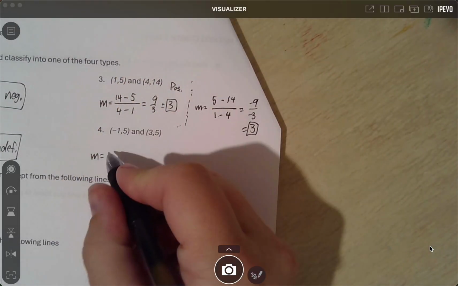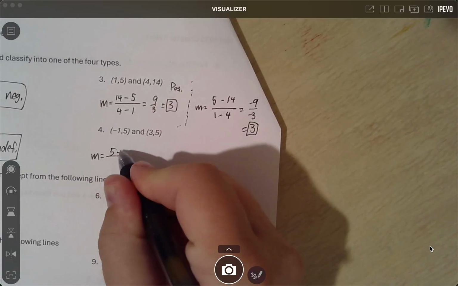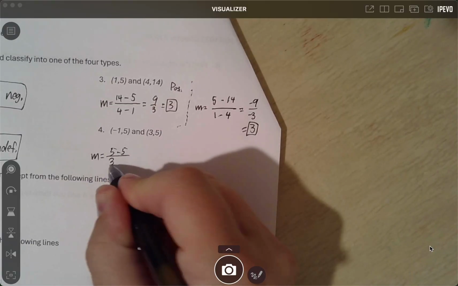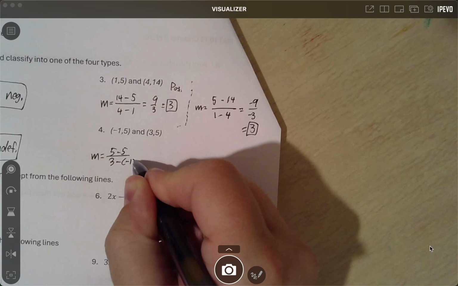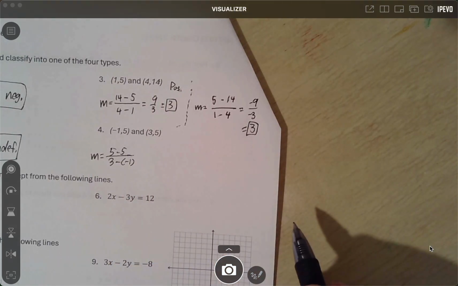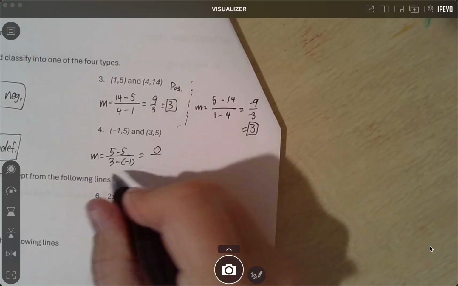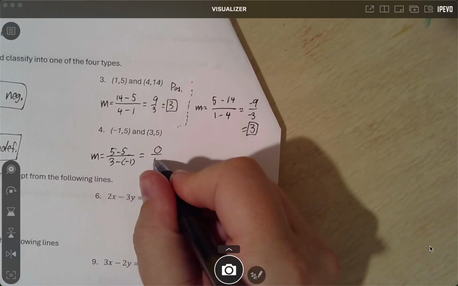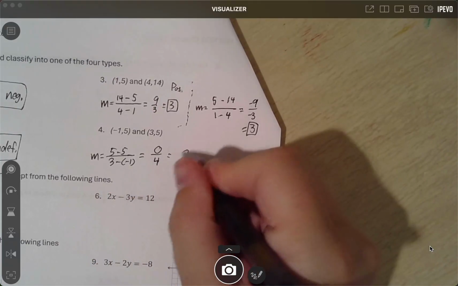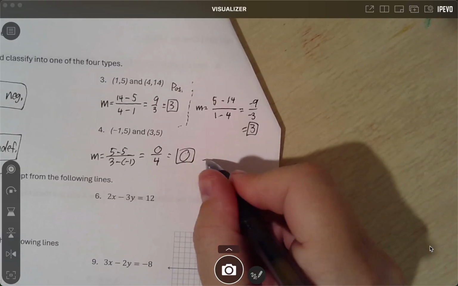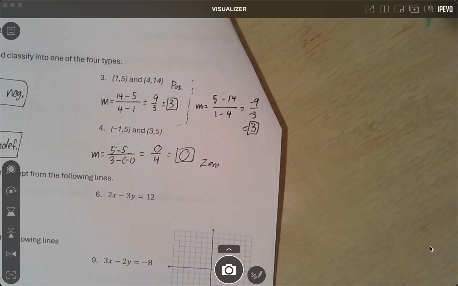Up next, let's do again y2 minus y1 over x2 minus x1. Again, see how I need that parentheses there because I'm about to double negate. Now I have 5 minus 5, which is 0, over 3 minus negative 1, which will end up being positive 4. And that's, of course, just 0, so I've got a 0 slope.